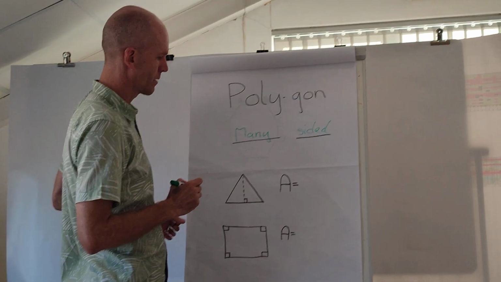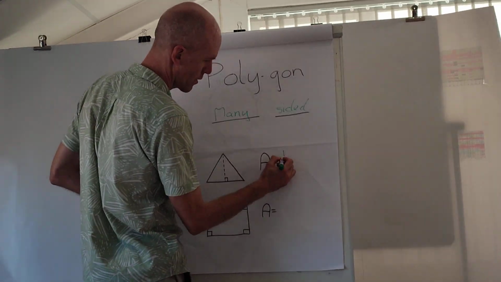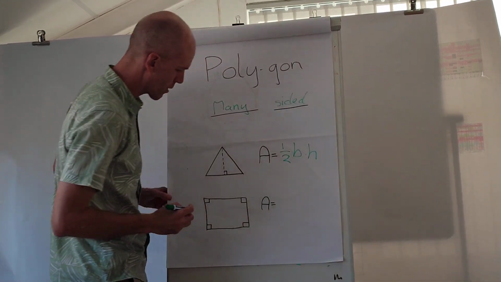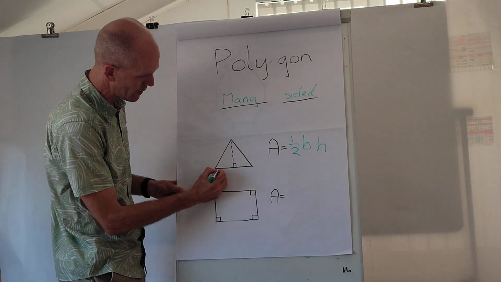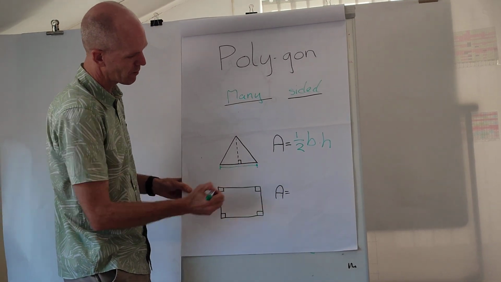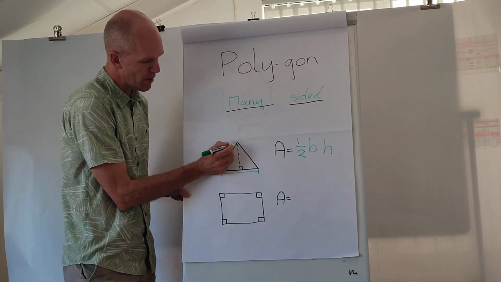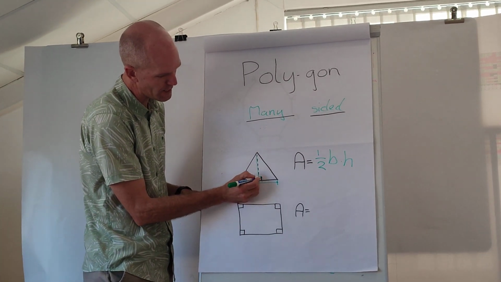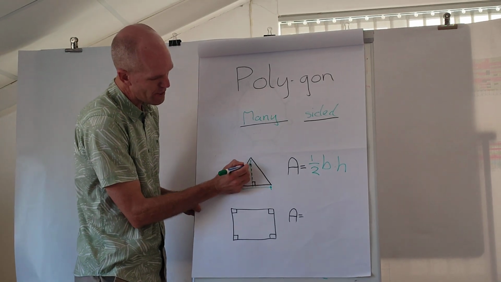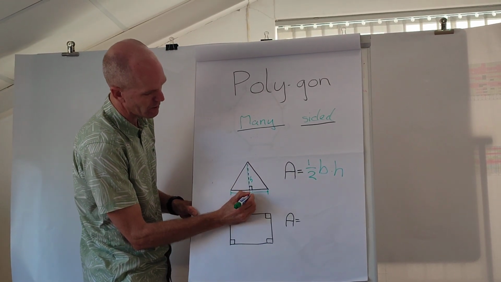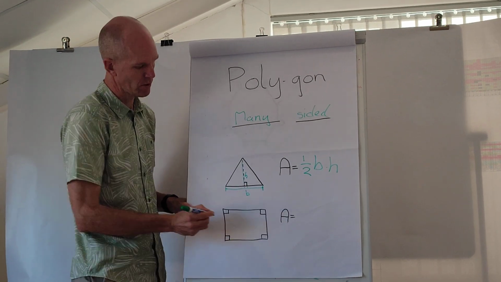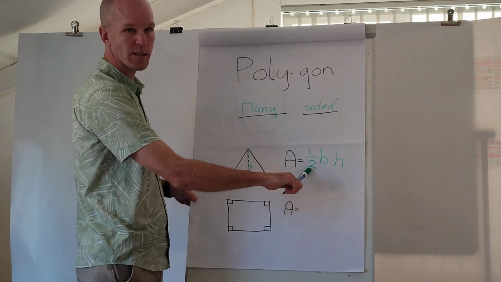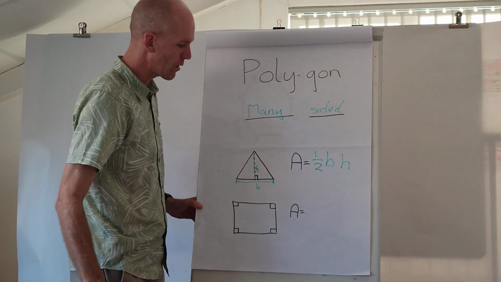Half base times height. Excellent. So half base times height. And what we're referring to here is this length is our base. Okay. And the perpendicular, there's a right angle there. That height is our height. So that's the height and this is the base. And that's our formula for the area of a triangle.